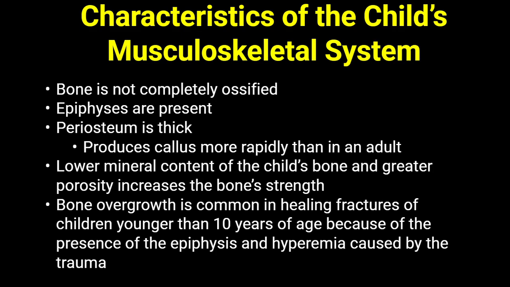For the NCLEX and in clinical practice, remember these key points. Children heal fractures faster than adults. Growth plate injuries require prompt evaluation because they can affect future bone growth. The thick periosteum helps stabilize fractures and promotes rapid healing. Children commonly sustain incomplete fractures because their bones are more flexible than adult bones.